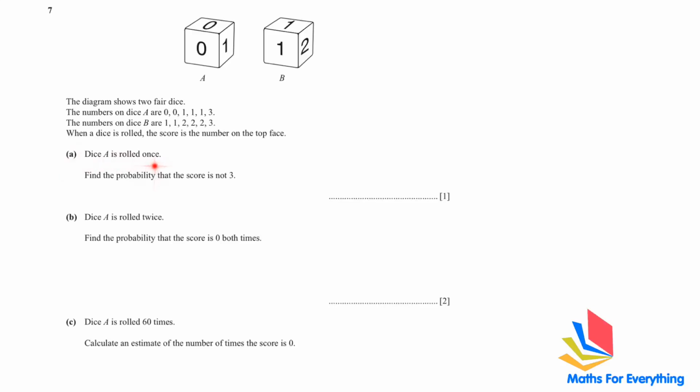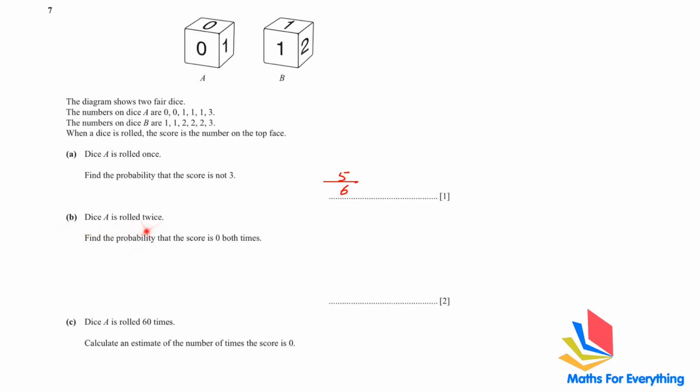Dice A is rolled once. Find the probability that the score is not 3. So these are the scores 0, 0, 1, 1, 1, 3. We are looking at not 3. So it could be 0, 0, 1, 1 or 1. 5 over the total scores, 6. How 6? Because if you count all the scores including the 3, the total is 6.